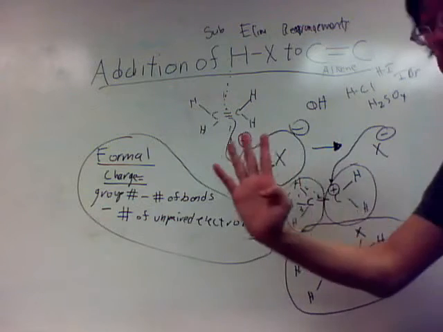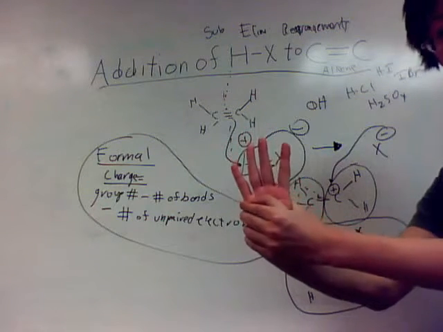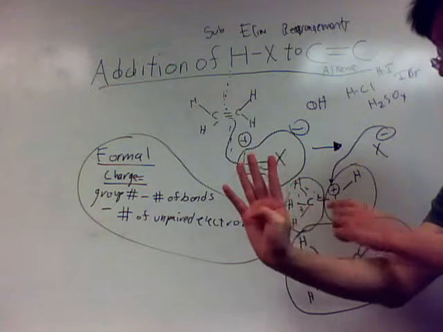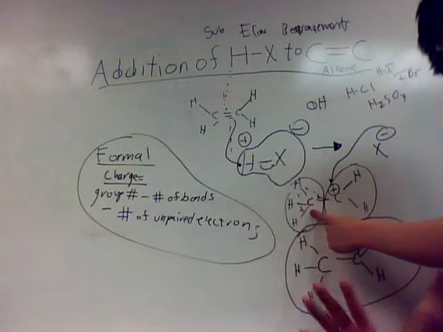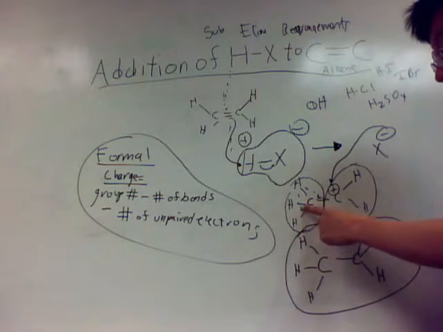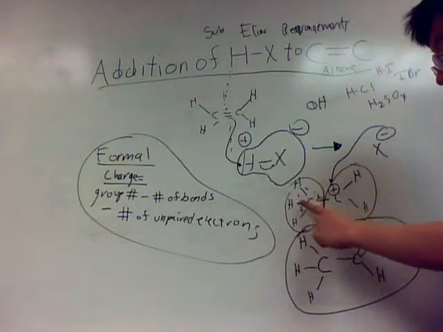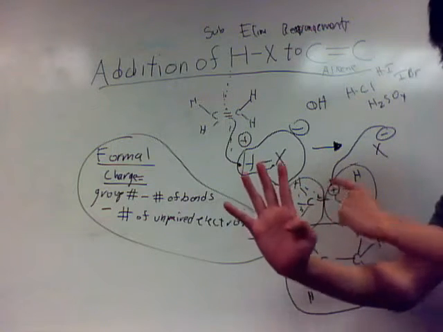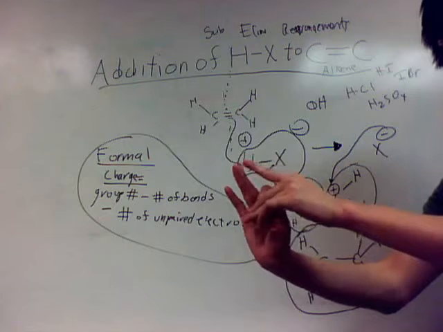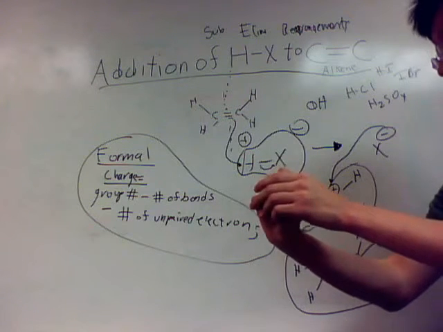Carbon is group number 4, so it has 4 electrons to start out with. This carbon here has 4 bonds. See, 4 lines. So minus the number of bonds, 4. 1, 2, 3, 4.